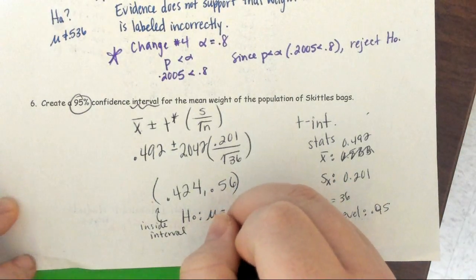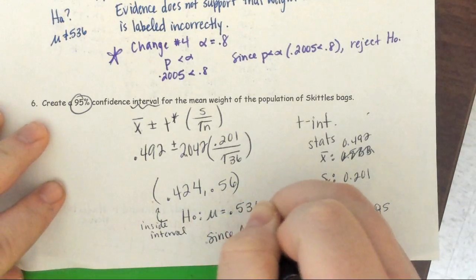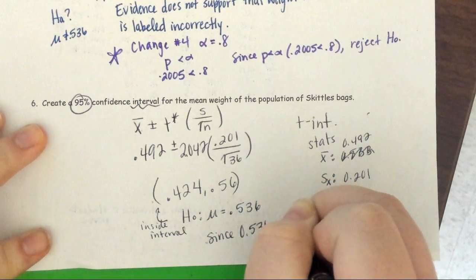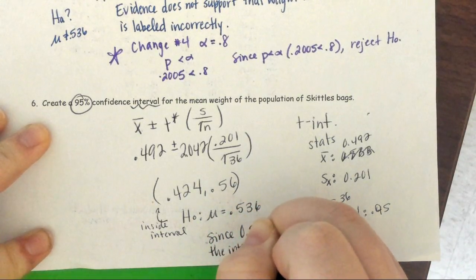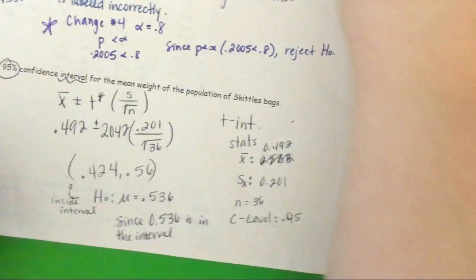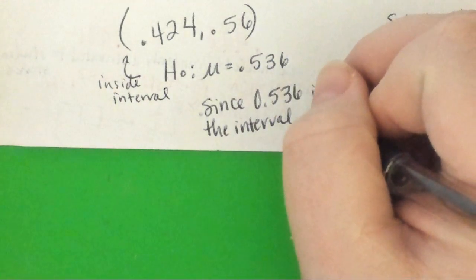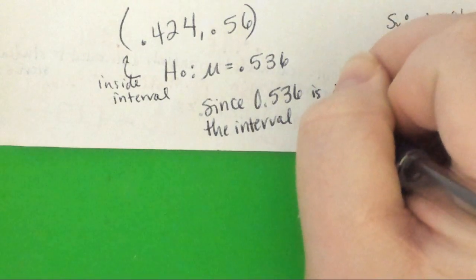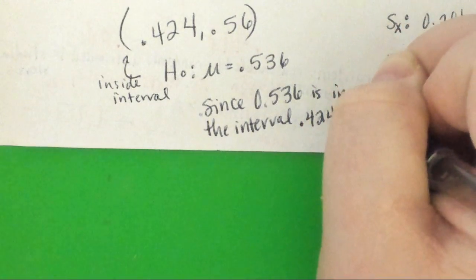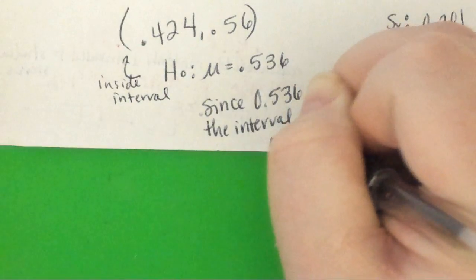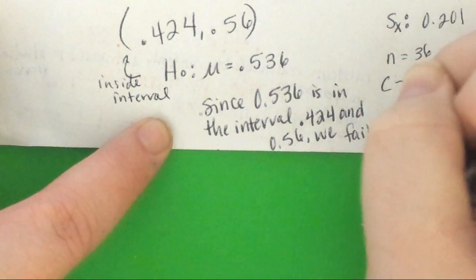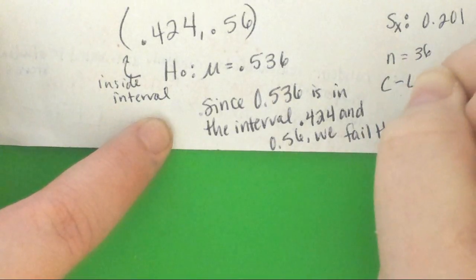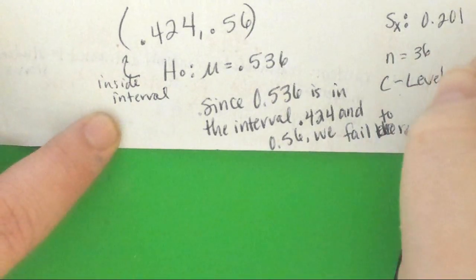Okay, so since 0.536 is in the interval, between 0.424 and 0.56, and since it's in the interval, no wonder we failed to reject.